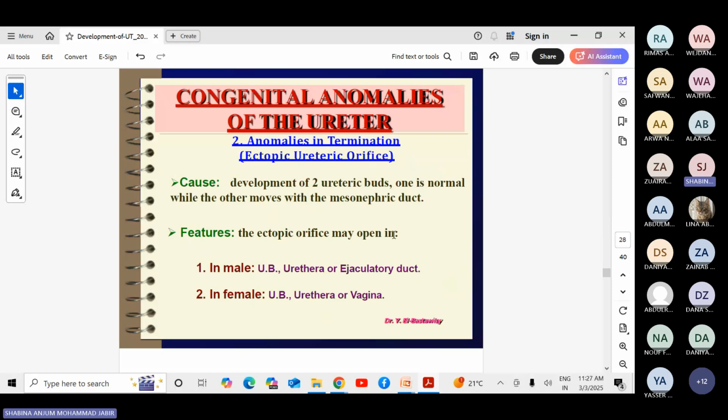Then anomalies in termination. That means development of two units, but one will be normal. It should open where? It will open into the cloaca because cloaca is going to become the urinary bladder. So sometimes it may open into some other part like the other part of the urinary bladder, urethra or ejaculatory duct. In female, the ectopic orifice may open into the urinary bladder, meaning normal position, which is posterior to the urinary bladder. It may be anterior, it may be superior, any other position in the urinary bladder, urethra or vagina.